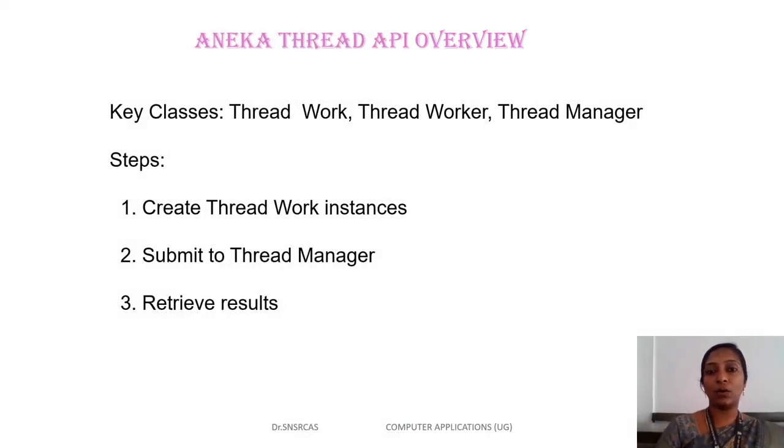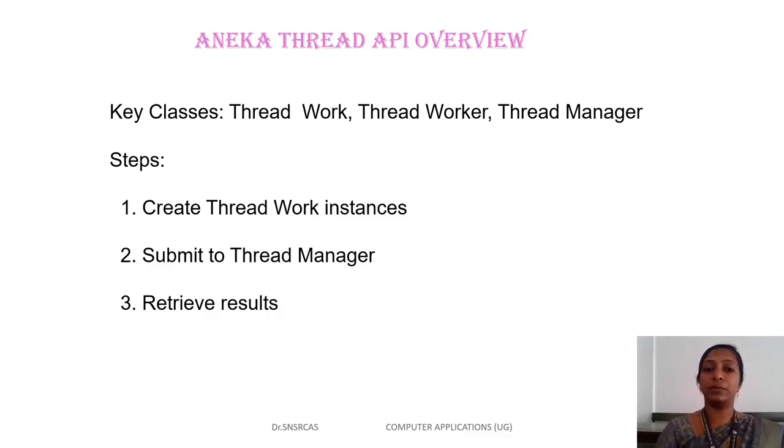Aneka Thread API overview. There are three key classes: thread work, thread worker, and thread manager. Thread work is used to create the work classes; we have to create the work class by using the thread work keyword. It is used to create the classes, and then we submit them to the thread manager.